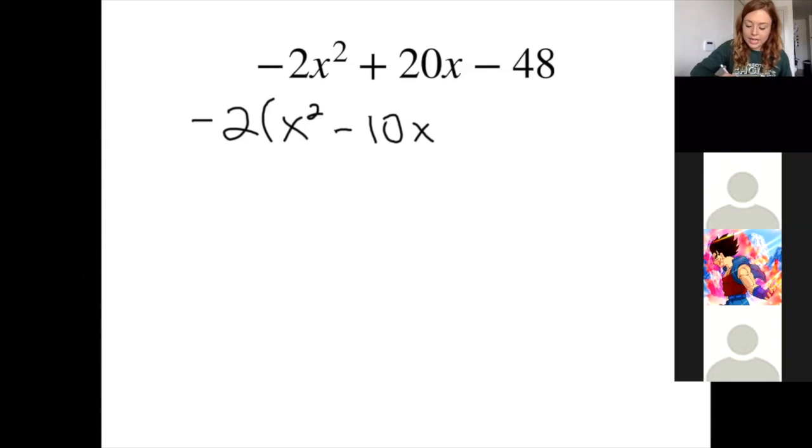Then I have -2 times what will give me -48? This is a negative, so now I need a positive number. So I have +24. 2 times 24 is 48, and since it's a negative times a positive, it gives me the negative I needed. And that's all that's left on the inside.